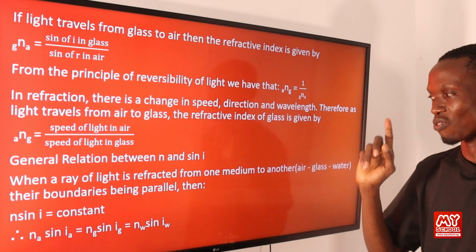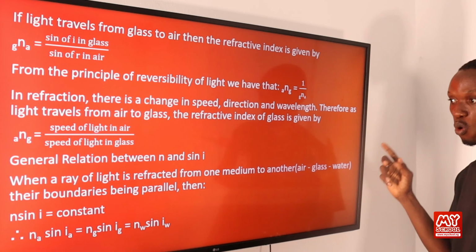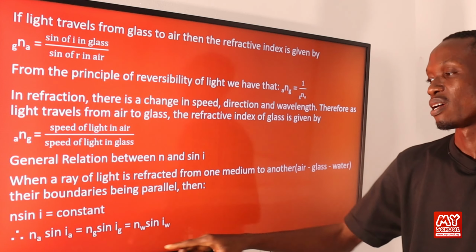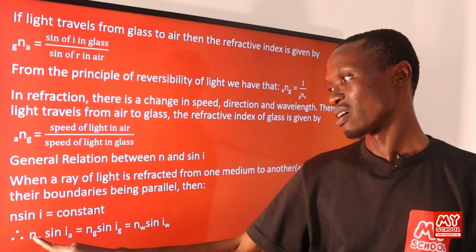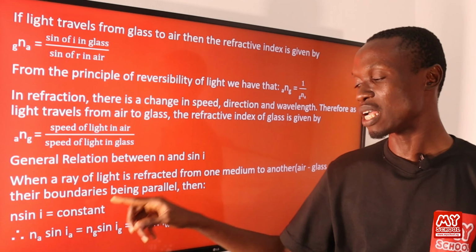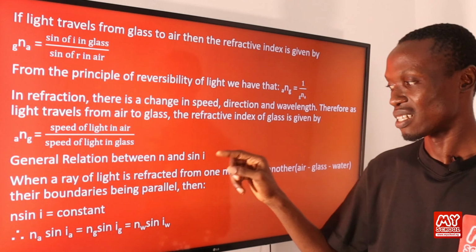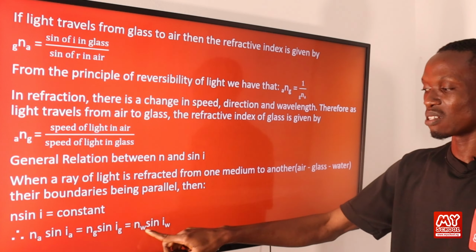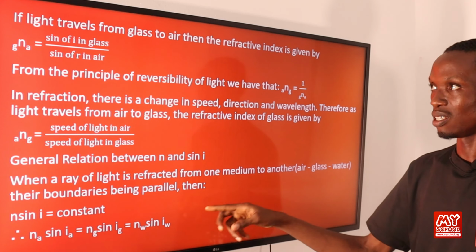When a ray of light is refracted from one medium to another, let's say from air to glass, then to water, their boundaries being parallel, then n sine i is equal to a constant. That is, the refractive index of air times the sine of the angle of incidence in air is equal to the refractive index of glass times the sine of the angle of incidence in glass, which is equal to the refractive index of water times the sine of the angle of incidence in water.